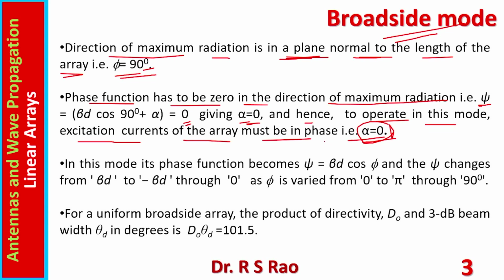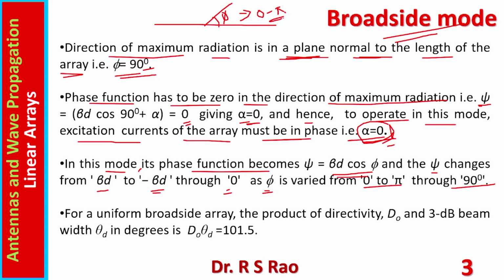Alpha is phase progression. In this mode, the phase function becomes psi equal to beta d cos phi because alpha is 0, and psi changes from beta d to minus beta d through 0 as phi is varied from 0 to pi through 90 degrees. This is the array, this is phi. Phi varies from 0 to pi. This is the range. As phi is varied from 0 to pi through 90, naturally psi varies from beta d to minus beta d.